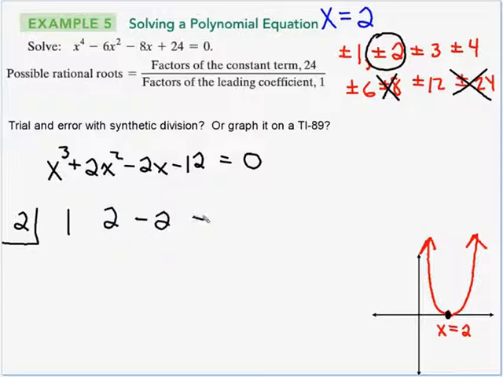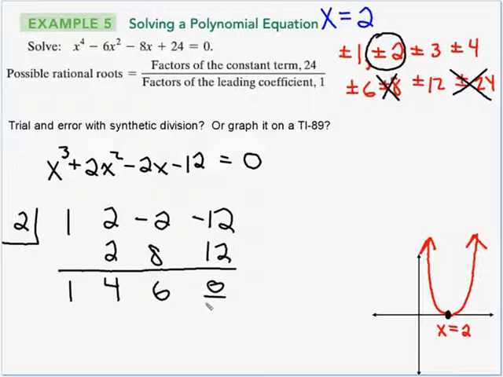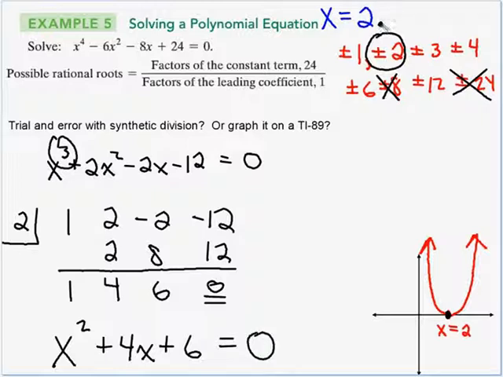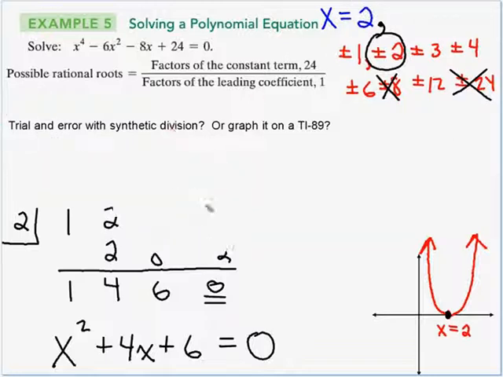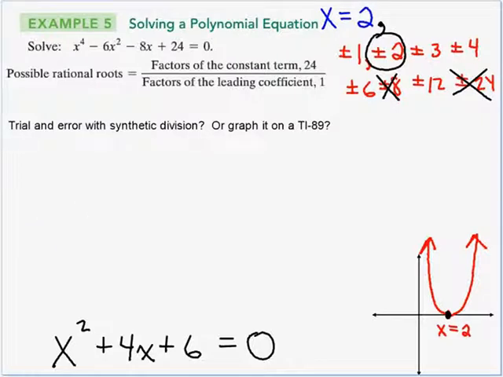We bring down our coefficients and drop the 1, multiply and add, multiply and add, multiply and add. So now we have reduced it down again another power. We went from cubed, now it's down to x squared plus 4x plus 6. All right, so back up here to our roots, we do have another one, another positive 2, but since it's a repeater, we wouldn't write it again. But just keep in mind we do have it, so let's write 2 again, just to be on the safe side.